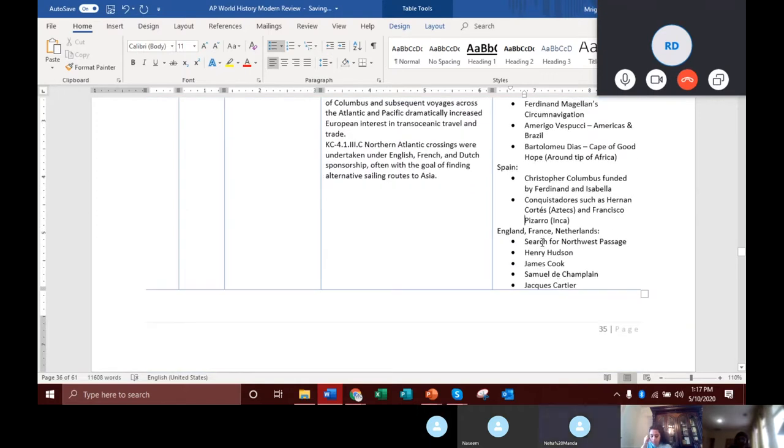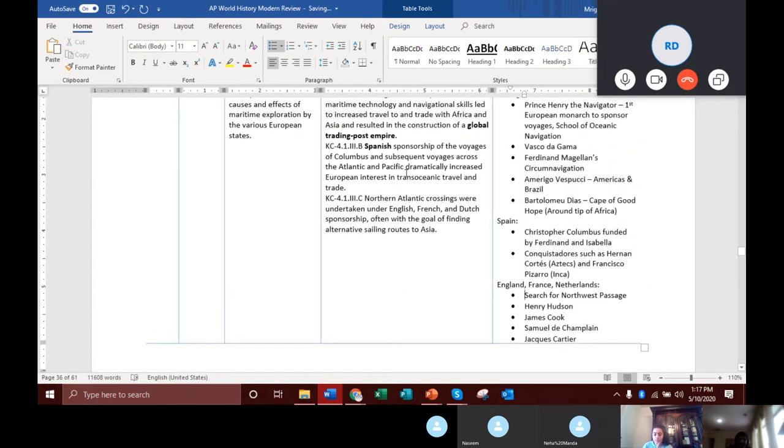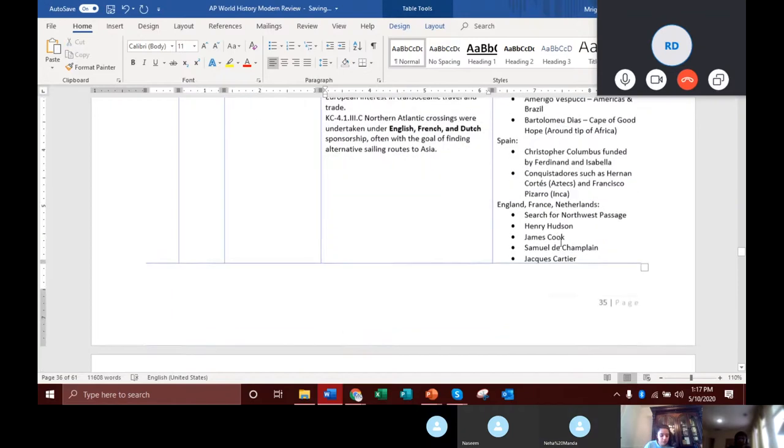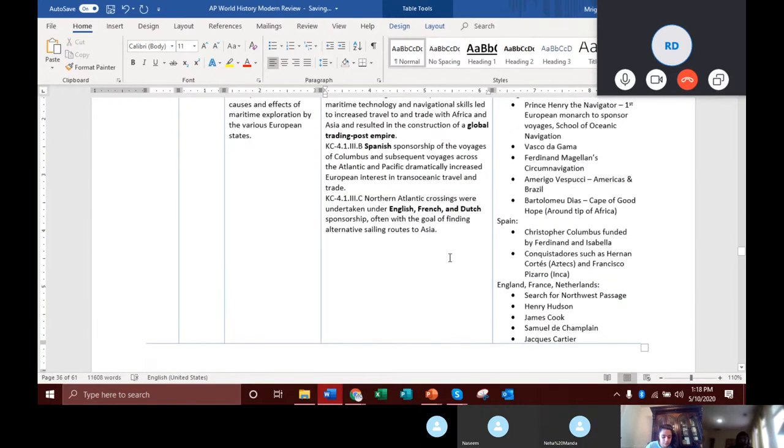All right. And then of course we have England, France, and Netherlands. I kind of grouped them together, because they're grouped together in the course description, but also because they had the same purpose of looking for alternative sailing routes. They're looking for the Northwest Passage, and most of them ultimately settled in North America. So that's why I grouped them together. So we have Henry Hudson, James Cook, Samuel de Champlain, and Jacques Cartier.